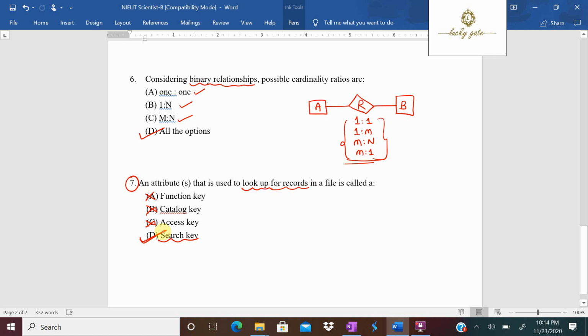And students, these are the 7 questions asked in the NIELIT exam from the subject database management system. This is the technical paper of the exam. And in the general paper, 10 more questions are given from the database management system. You can watch the 10 more questions of the database management system in the next video.